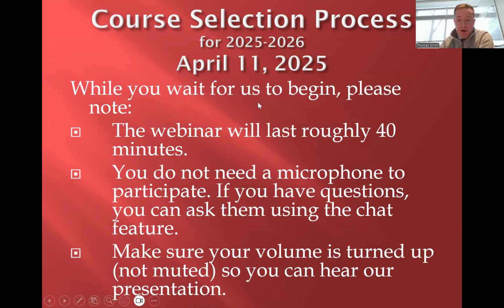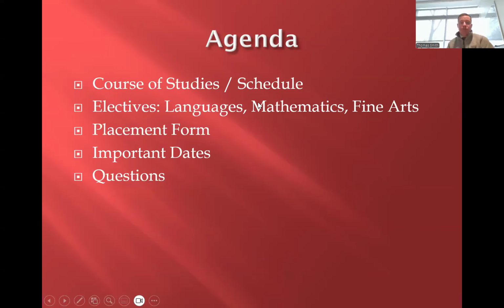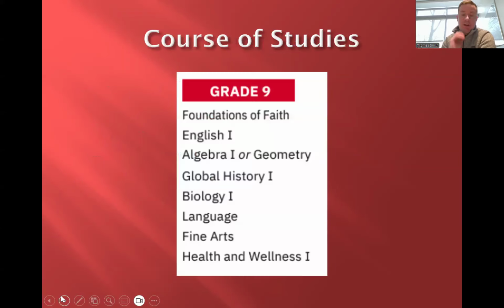But let's get started. Here's our agenda for today. We're going to talk about the general course of studies for freshman year and what the schedule looks like. We'll talk about electives, math, fine arts, and language. I've got a couple folks from our language departments here, the modern language department chair and the classics department chair. They will also give a little pitch for their language offerings. We'll talk about the placement form, and then just some important dates, and of course, we'll take questions. All right, so let's get started.